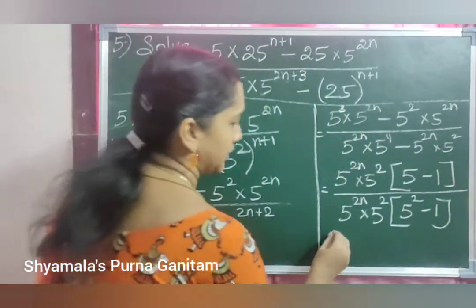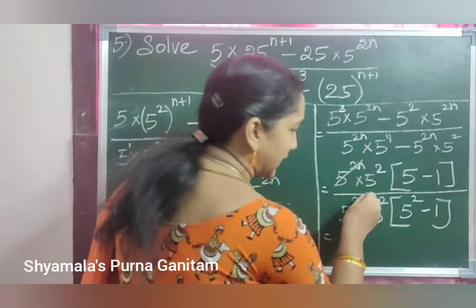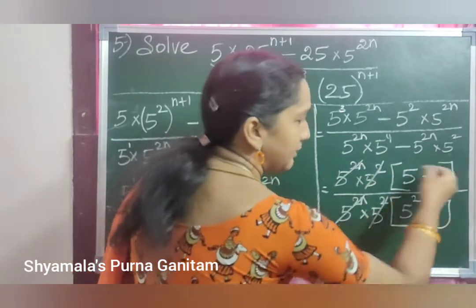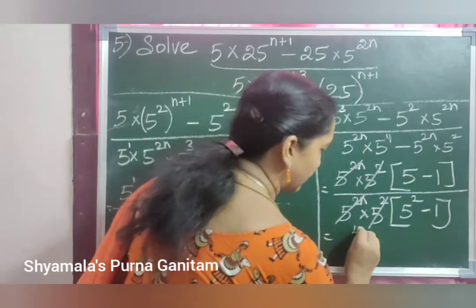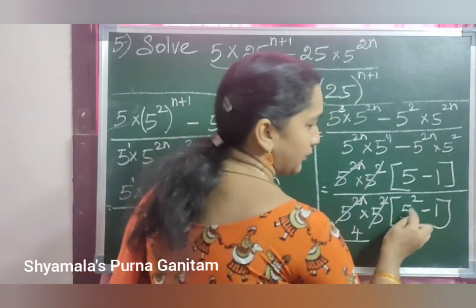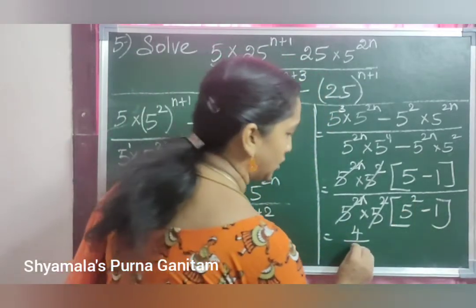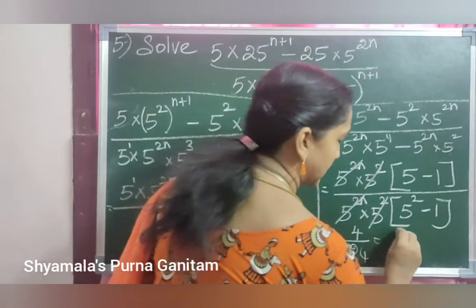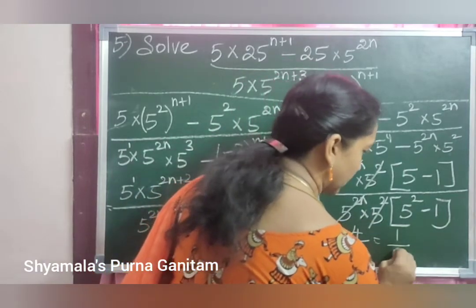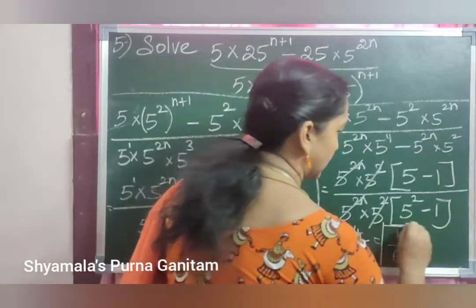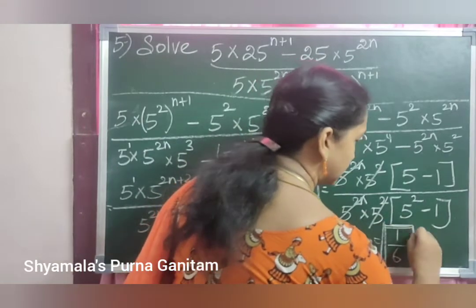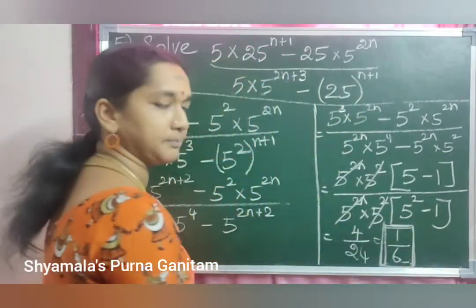Understood? So now these things will get cancelled. Remaining will be 5 minus 1, that is 4. And here 5 fives are 25, minus 1, 24. So again when you simplify this, 4 ones are 4, 4 sixes are 24. So this is the answer for this sum.